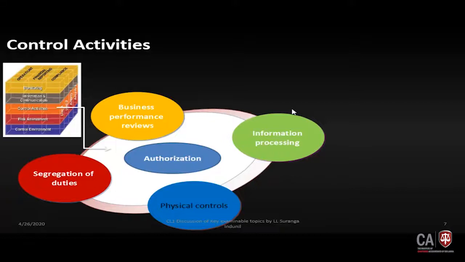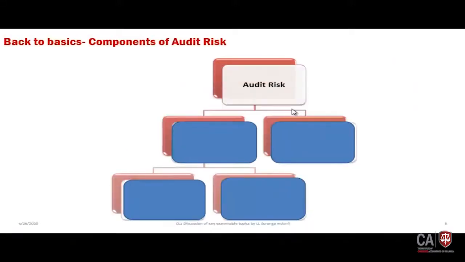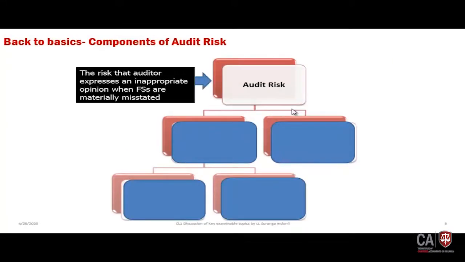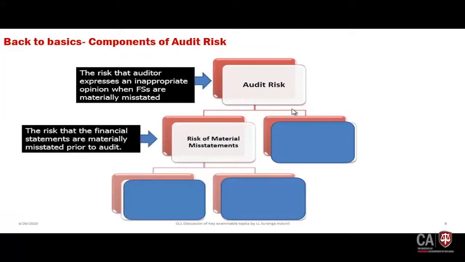So, those we discussed, and then this slide again explained to you the audit risk, audit expressing a wrong, inappropriate opinion. Then there are two parts, the risk of misstatement. Now, before the audit, this is important. I didn't explain this definition to you. Audit planning is all about identifying this risk prior to the audit. Financial statements are materially misstated prior to the audit.